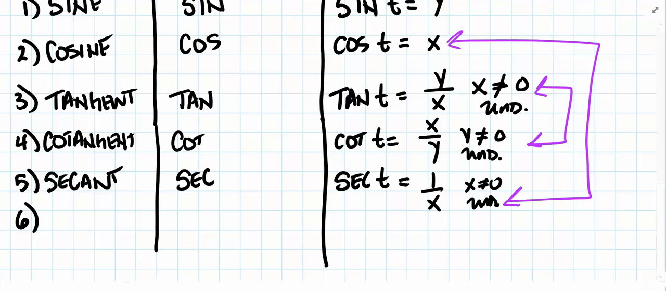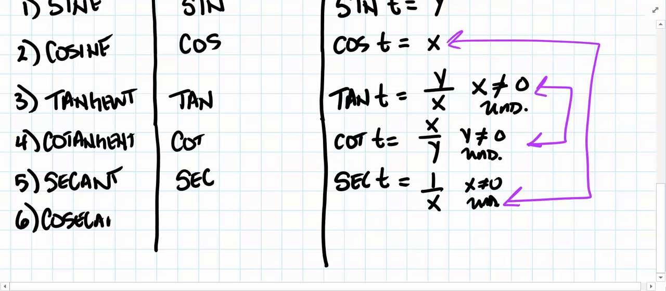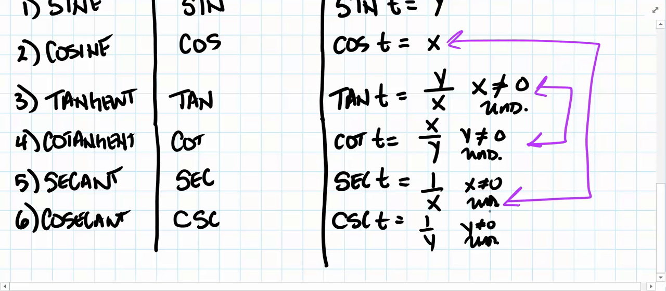The last one, the word for it is cosecant. And the abbreviation is CSC. And the cosecant of angle T, Lauren, what's your guess? 1 over y, provided that y is not 0. If it is, we call it undefined. And you're absolutely right. You're recognizing that it is the reciprocal of the sine function. So here they all are, start to finish.